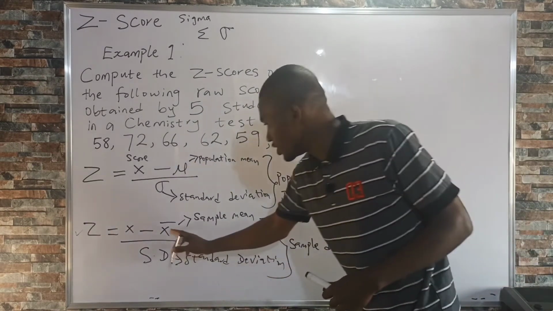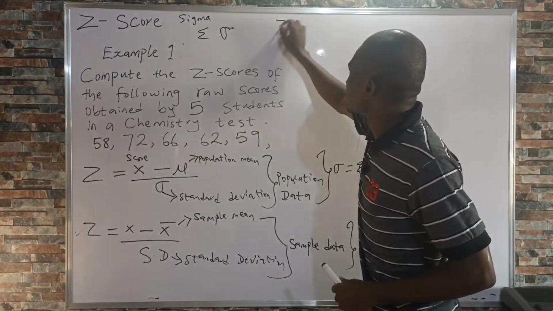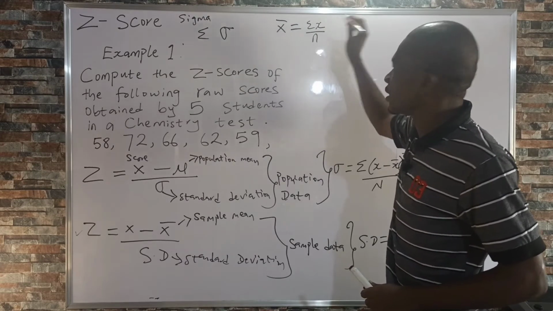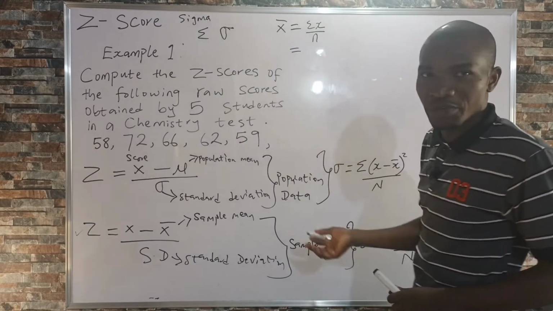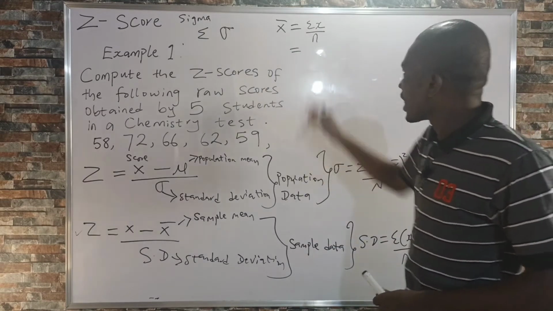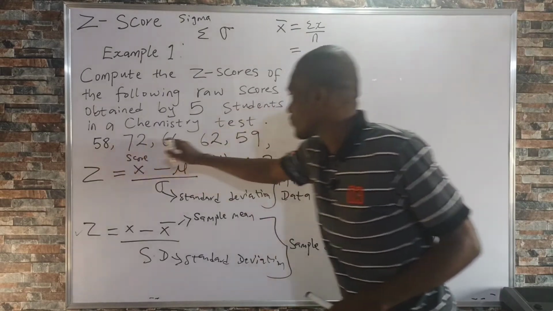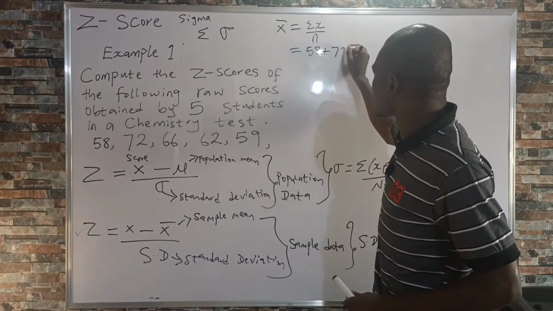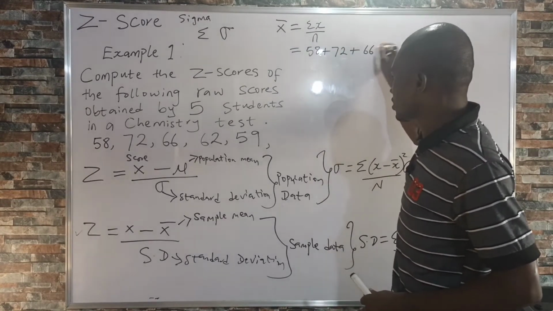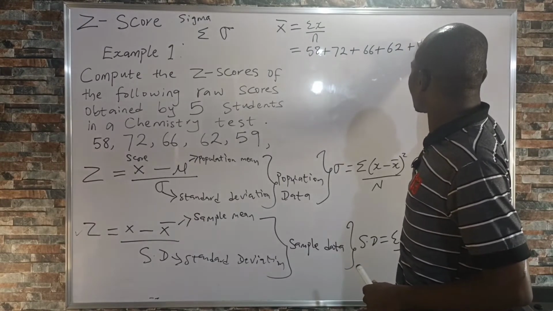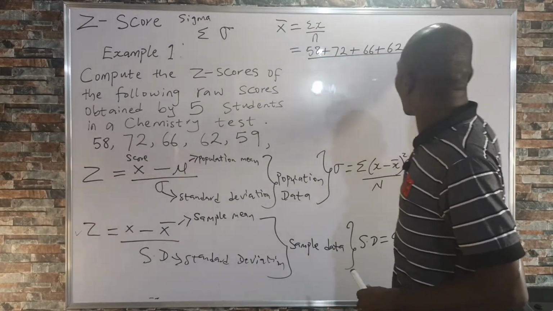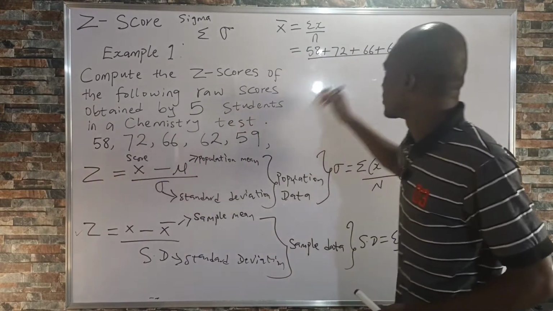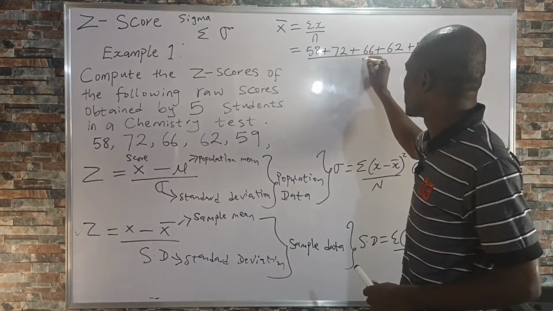To find our mean, x bar, it is given as the summation of x all over n. That is the formula for calculating the mean, which does not involve frequency. And our x here is just to sum every individual score we have here, which are 58 plus 72 plus 66 plus 62 plus 59, and that is all over n, the number of observations, which is 1, 2, 3, 4, 5. So the number of observations we have here is simply 5.